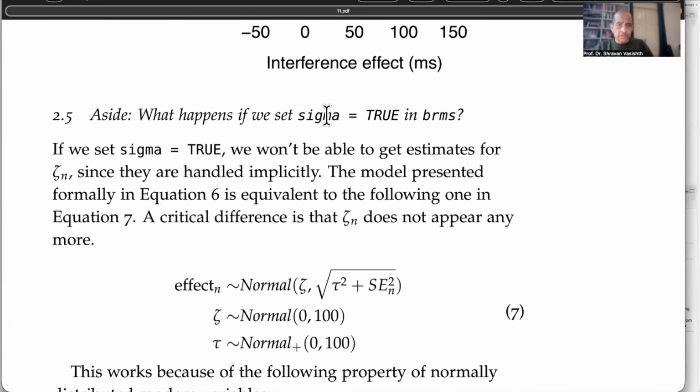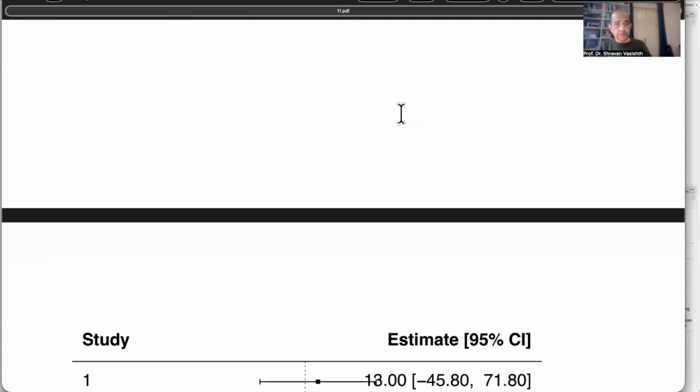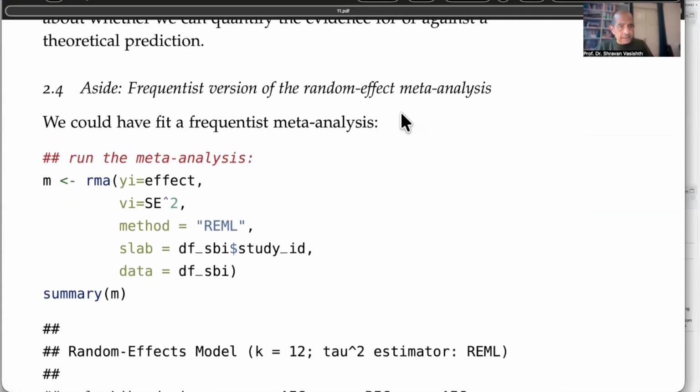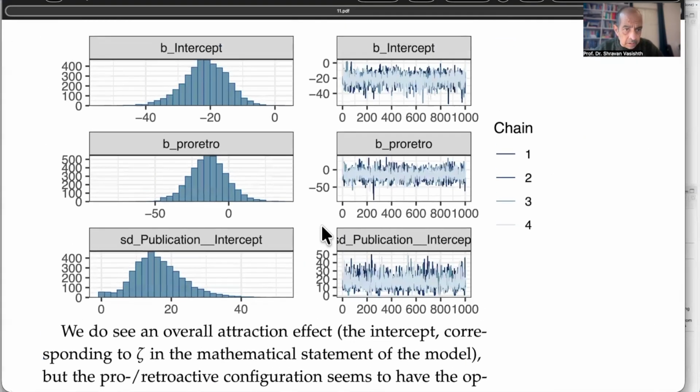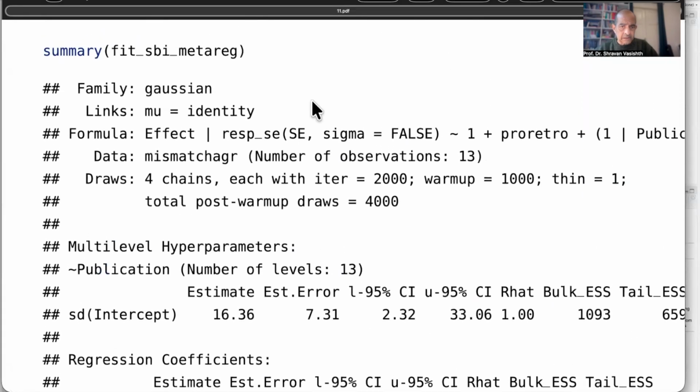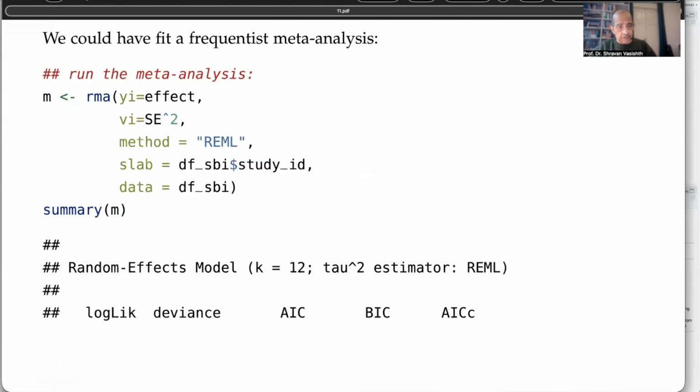One question that you might have is, why did I set sigma equal to false in the brms syntax, if you remember? In this meta-regression, for example, and in the meta-analysis earlier, we had set sigma equal to false. So what would happen if you set sigma to true? What would happen is the following.